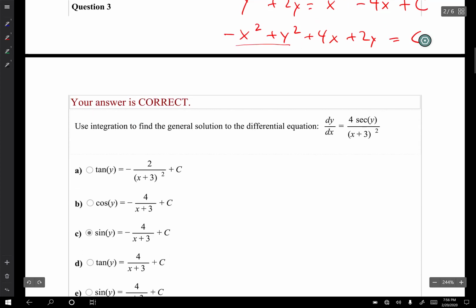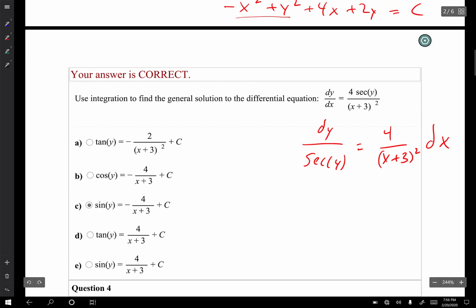All right, so here we go. I'm going to multiply by dx, so we're going to keep the x plus 3 squared in the bottom here. And that's secant y, we're going to divide by secant. And I'm going to keep the 4 there, guys. So here's what we're going to have. dy over secant y equals 4 over x plus 3 squared dx. All right, so now 1 over secant is the same thing as cosine. So I have cosine y dy equals 4 over x plus 3 squared dx.